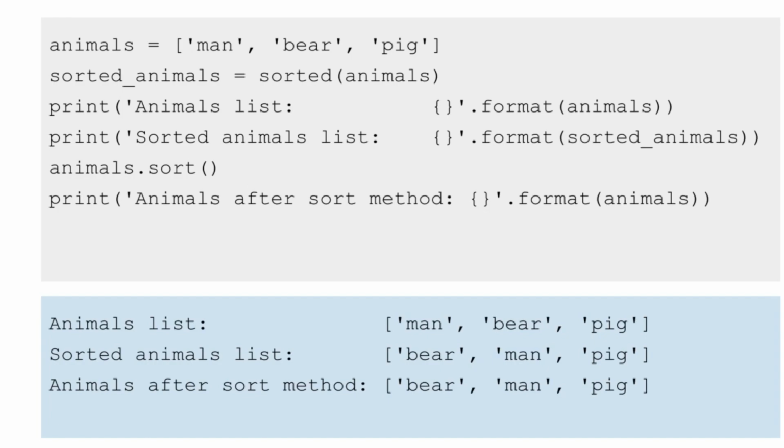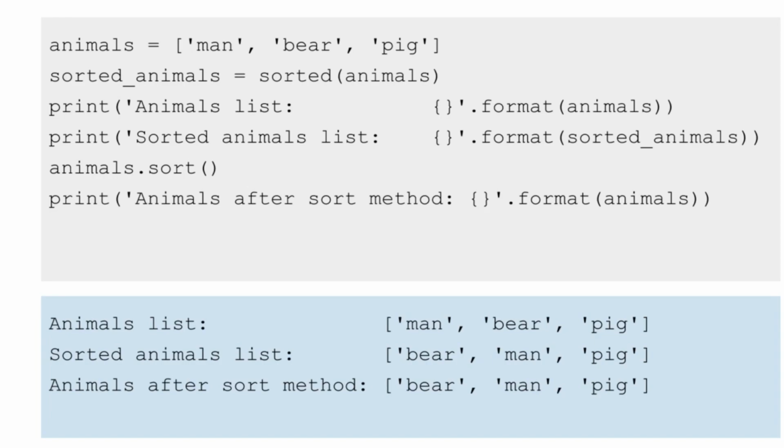In the example on our screen, we create a small list of animals. Next, we create a new list called sorted animals by using the sorted built-in method and passing in the animals list to it. When we print the animals list to the screen, we have our original list. And then when we print the sorted animals list, we can see that it is sorted alphabetically.